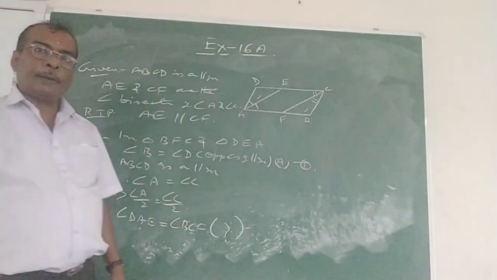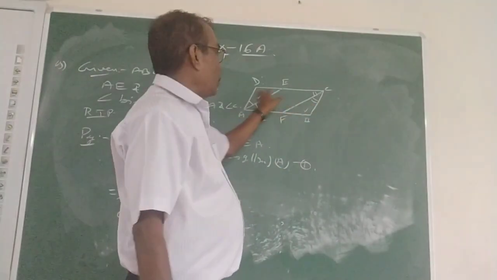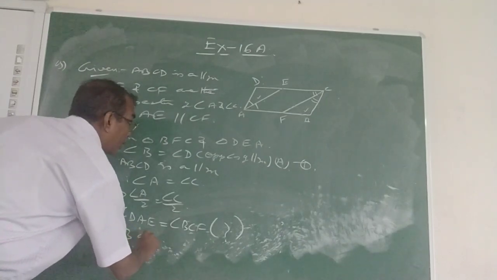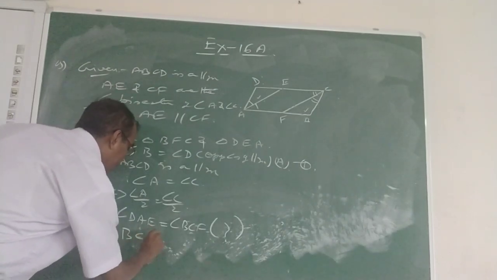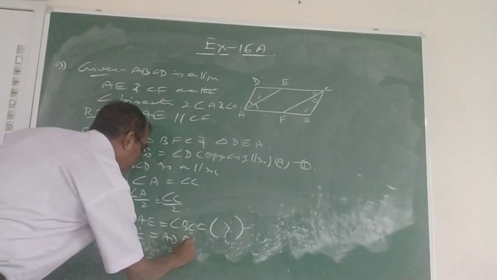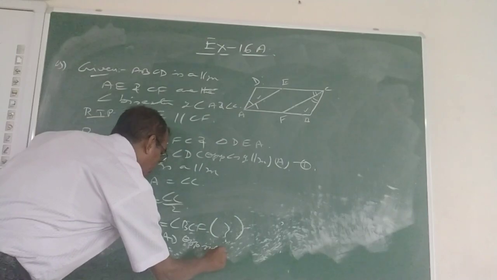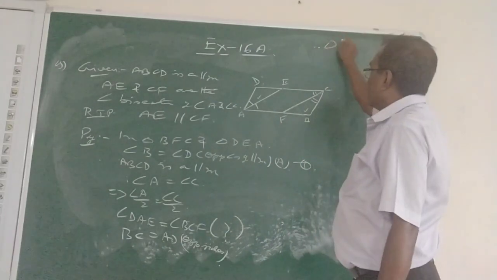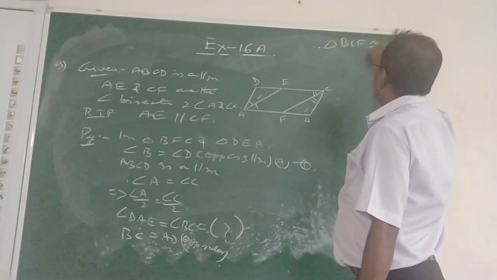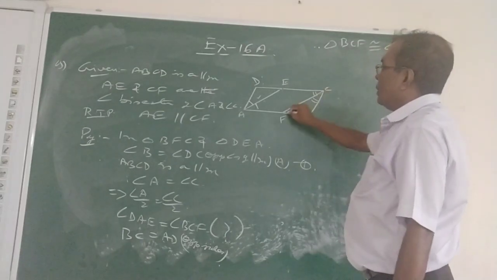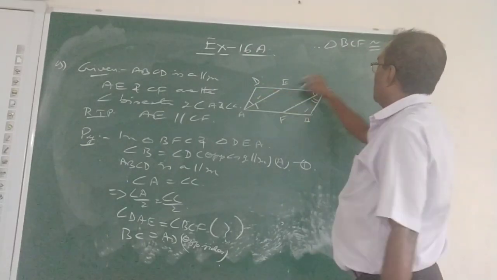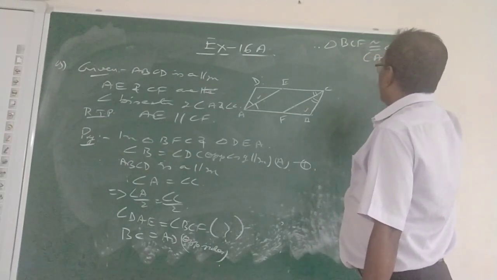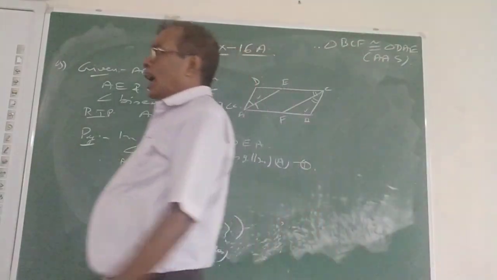And then afterwards, these two sides also are equal because they are opposite sides of the parallelogram: BC is equal to AD. Therefore, I am writing here, triangle BCF is congruent to triangle BAE by AAS.